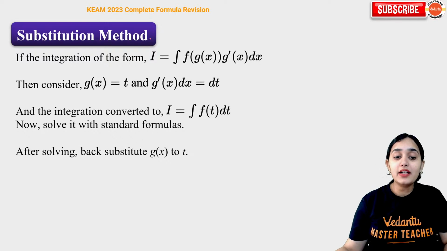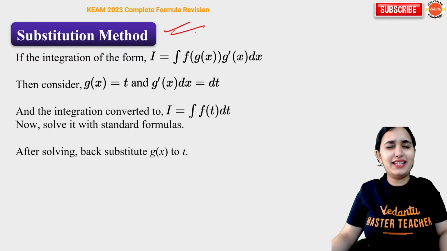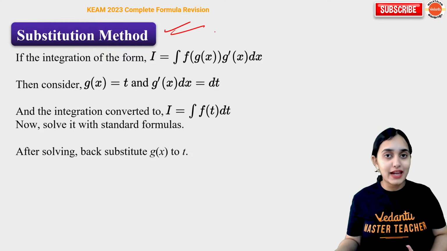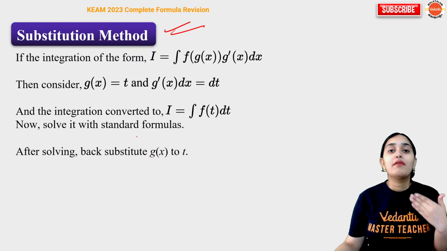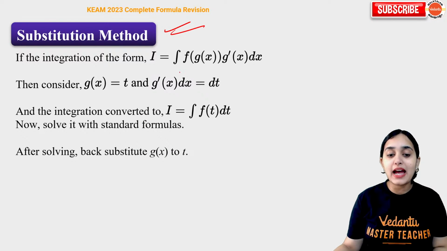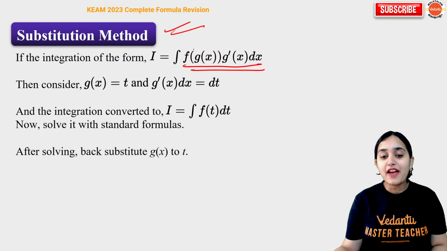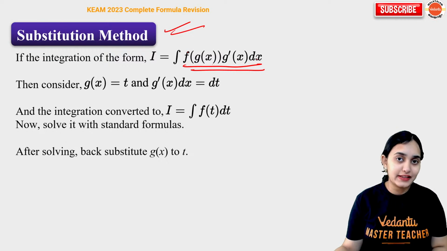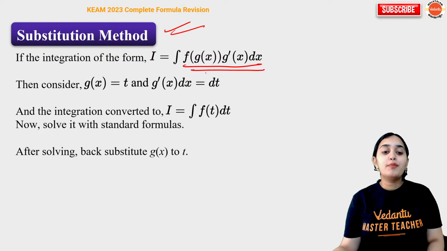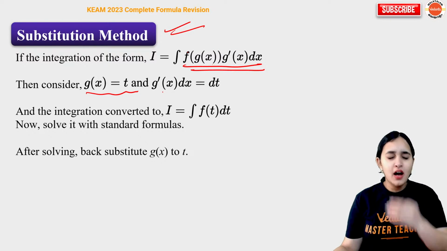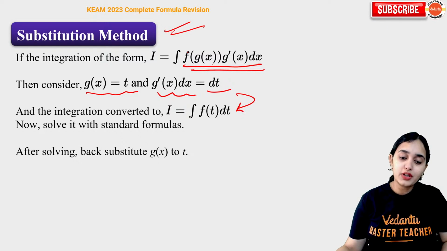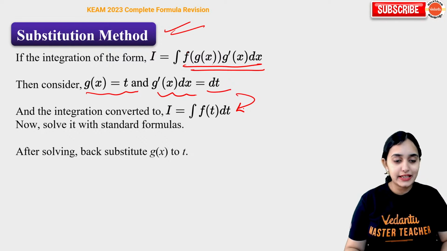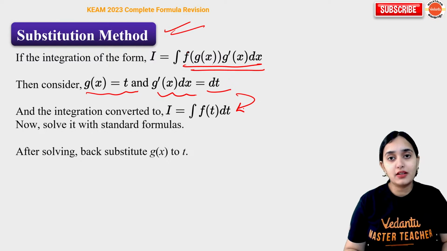Next, the substitution method is used for solving integration questions. When you see multiple functions together, try to convert one function as t. You apply this concept when your integration is of this format: f of g(x) into g'(x). Then put g(x) equal to t, and g'(x) dx will be dt. After you put it here, you will be able to solve it easily. Okay, that is the substitution method.